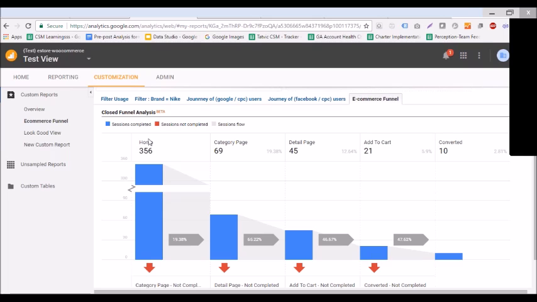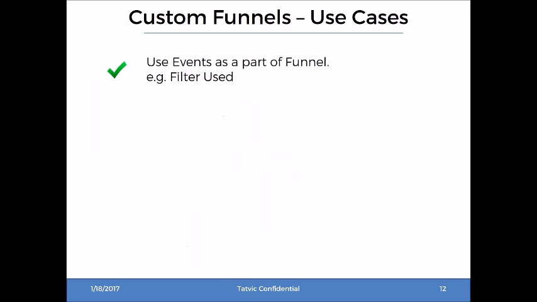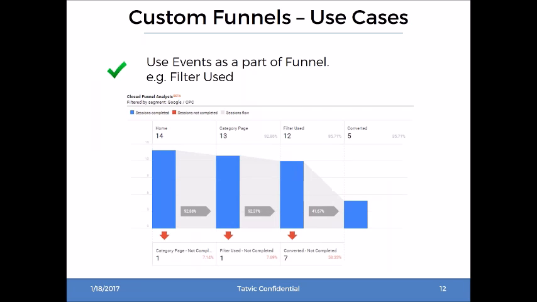Okay, let's quickly jump to the use cases of funnels now that we are already aware of custom funnels. One very good use case of custom funnels is to use events with custom funnels. For example, when you want to understand a journey where users start from a home page and then land on a category page. On the category page, assume that the user is using some filter and then is actually converting after using the filter. You can design such funnels in Google Analytics.